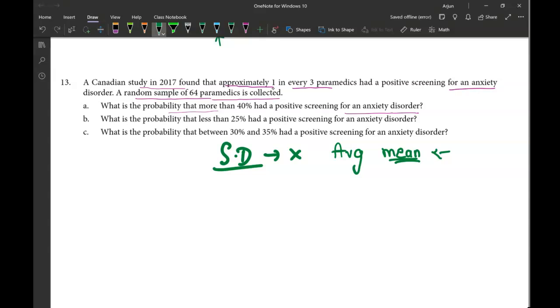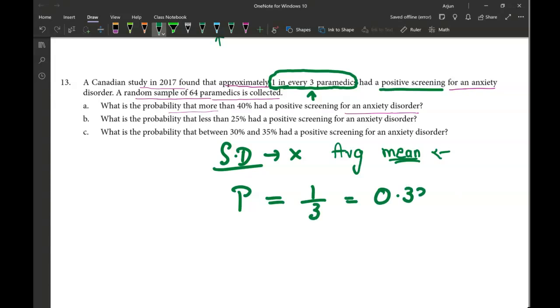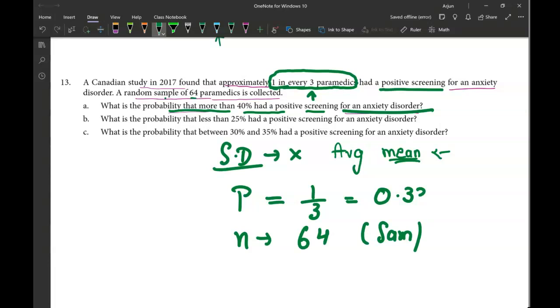For example, here there is not a direct proportion given to me, but I have to make a proportion out of it: one in every three paramedics had a positive screening. So I can say the population proportion is 1/3, which comes out to be 0.33. Now, a random sample of 64 paramedics is collected. What is the probability that more than 40% had the positive screening for the anxiety disorder? In this one, I'll put n value as 64. n is the sample size.